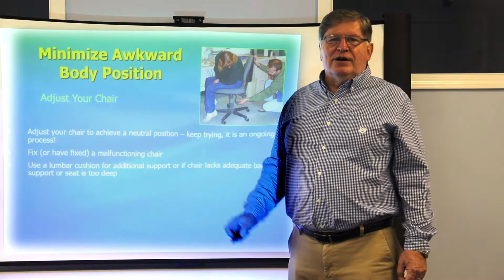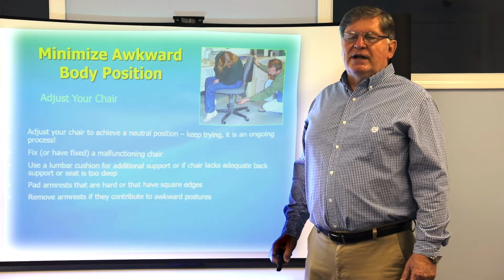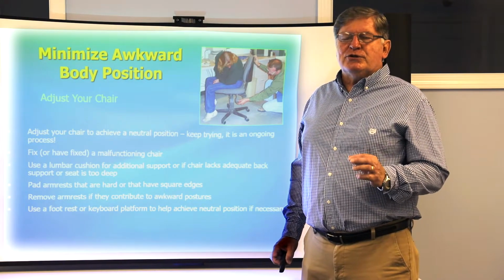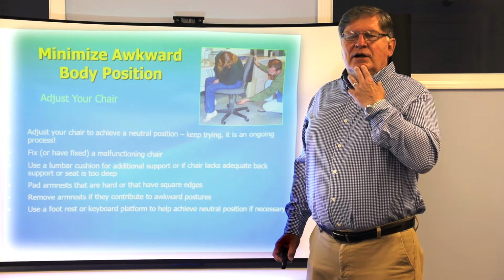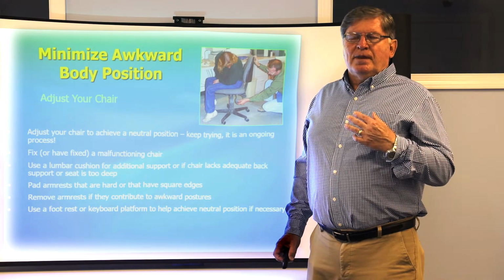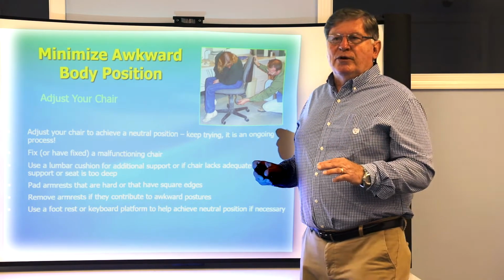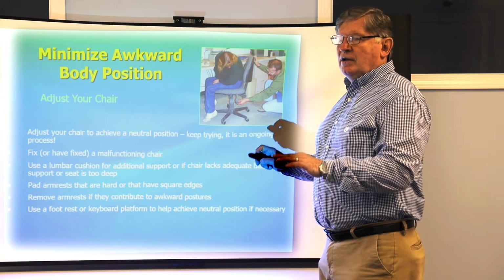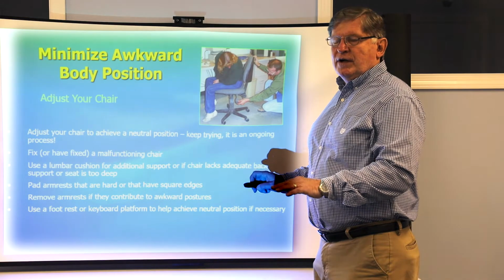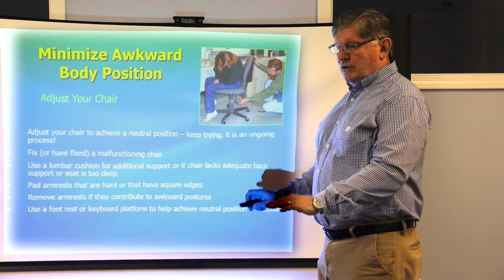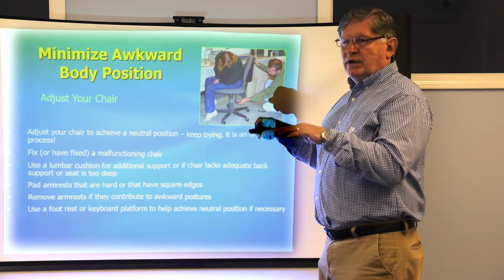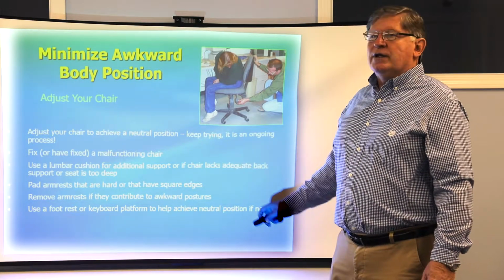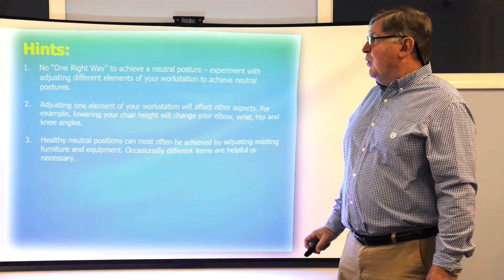So, adjust your chair. If you're lucky enough to have a chair that has adjustments, use that in order to accomplish what we just described. Ear over the shoulder, elbows directly below the shoulders, so you're not here and you're not here, but at that correct angle, and elbows to fingertips parallel to the ground, so you're not working here and you're not working here. That's the idea of trying to use the adjustments on your chair to put you in that appropriate position.